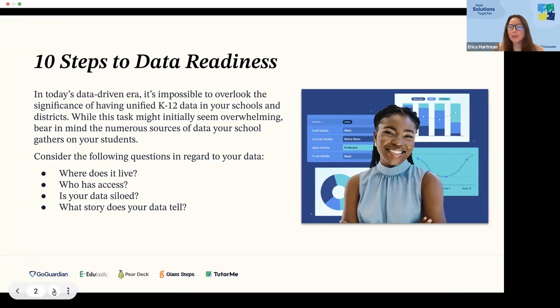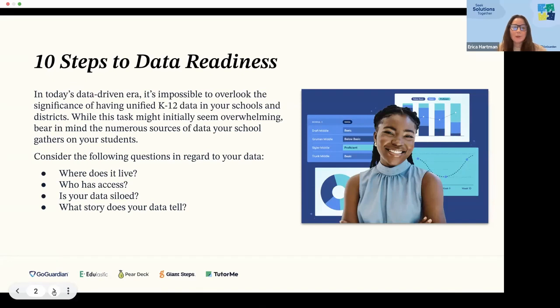It's also really important. Is it just administrators? Is it just teachers? When are we going to give parents and students access to the data? I think that's another big question as well. Is your data siloed? So a lot of times data lives in one place and then in another place, but it's not connected together and it's not easy to read.